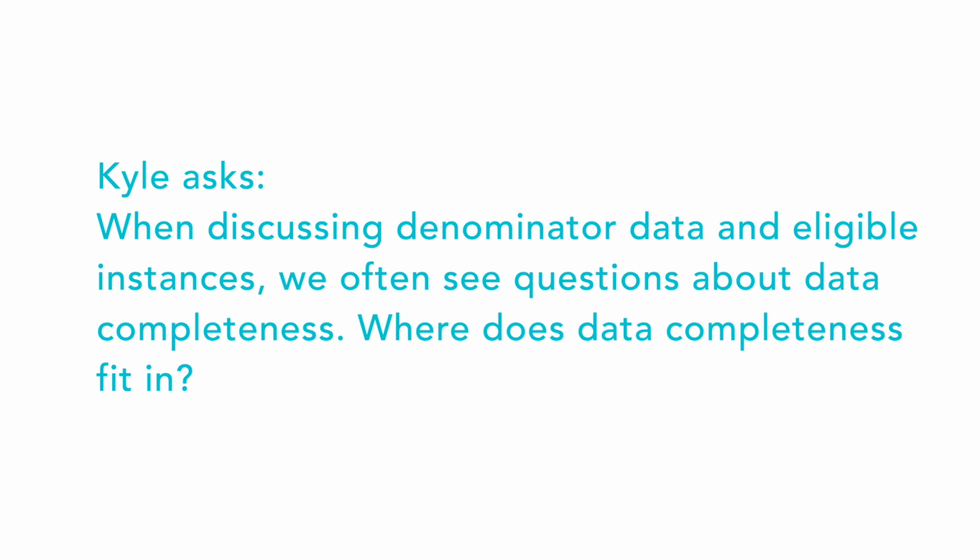So when we're talking about denominator data and eligible instances, we often see data completeness come up. Where does data completeness fit into all of this? For the performance years 2023 and 2024, Medicare requires for the merit-based incentive payment system and the clinical quality measures option of the APM performance pathway that you submit performance data on at least 70% of your eligible instances. Starting with the 2025 performance year, Medicare has queued that data completeness criteria to go up to 75%.